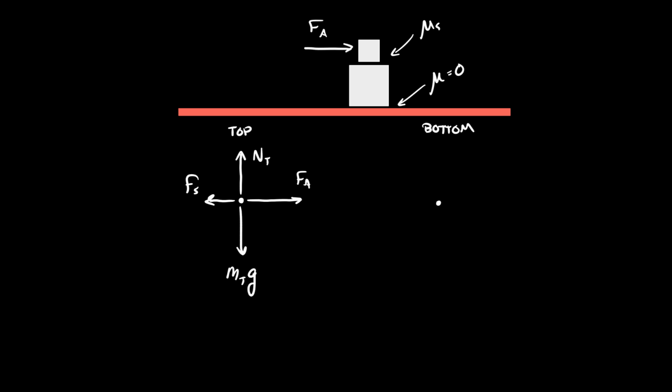Now, I assume on the bottom box, you realize that there's definitely a downward force due to gravity. We'll say M bottom times G. And definitely a normal force upwards. Normal force on the bottom box. I intentionally drew it longer because I also know there has to be a downwards normal force on the bottom box from the top box. Did you get that one?